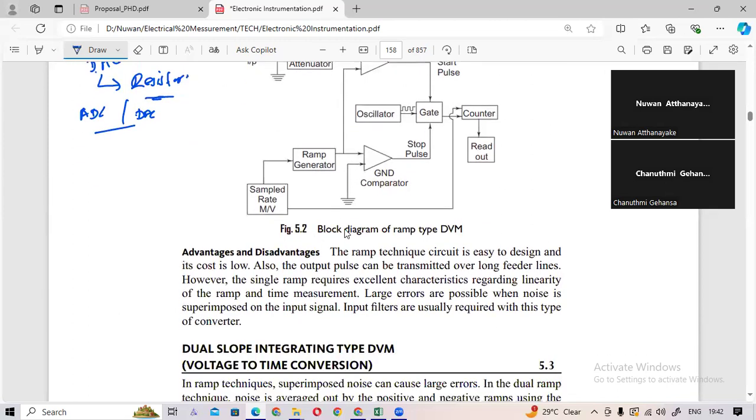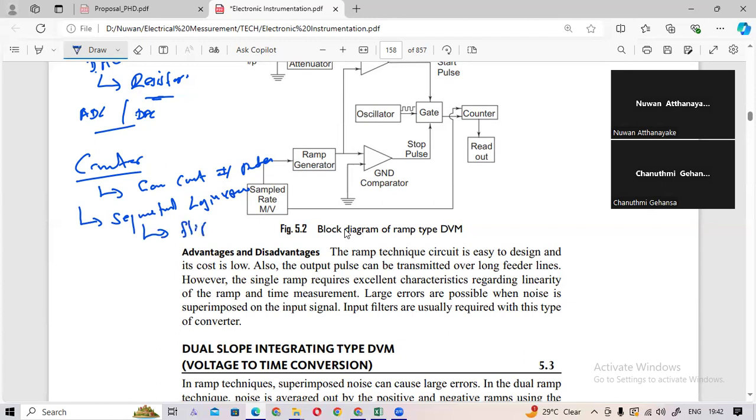The other one is the counter. What is a counter? A counter can count the number of pulses, the 0s and 1s. This is actually a sequential logic circuit, which can be made using flip-flops. We can construct this counter using flip-flops, which are sequential logic circuits.